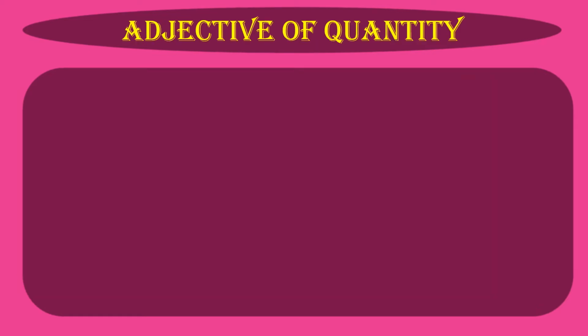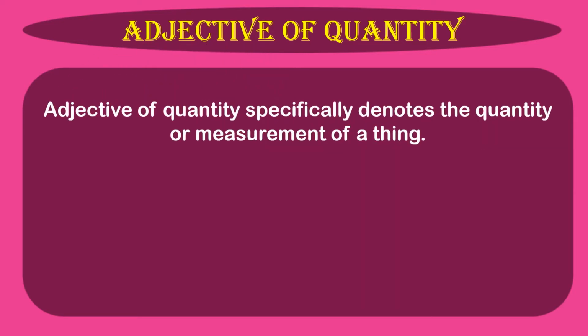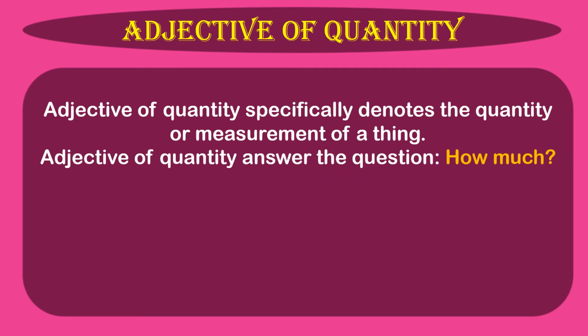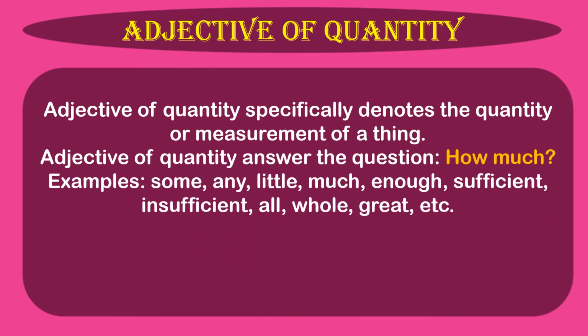Adjective of quantity. Quantity is related to the measurement, right? So an adjective of quantity specifically denotes the quantity or measurement of a thing. It also gives an answer, and the answer to the question is how much. Okay, obviously it is related to quantity and measurement, so it will give the answer of how much. So examples are some, any, little, much, enough, sufficient, insufficient, all, whole, great, etc. So these are some examples of adjective of quantity.